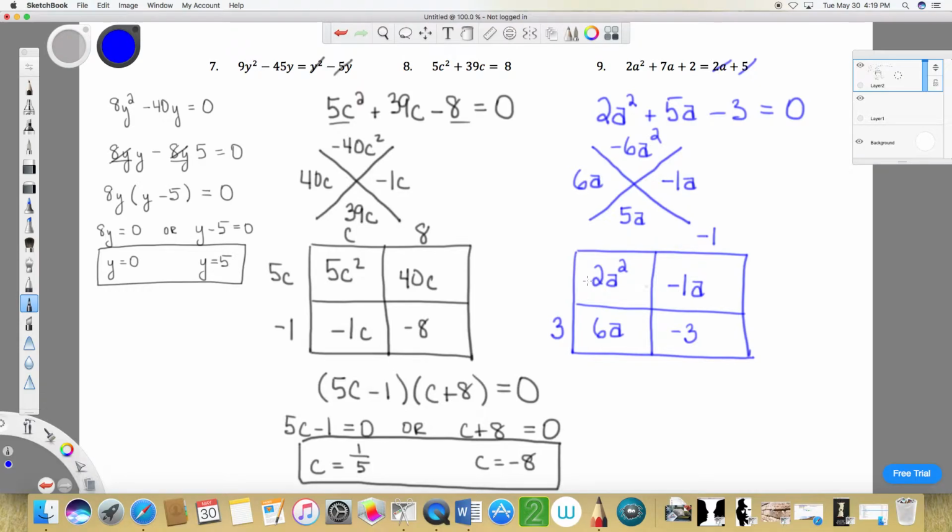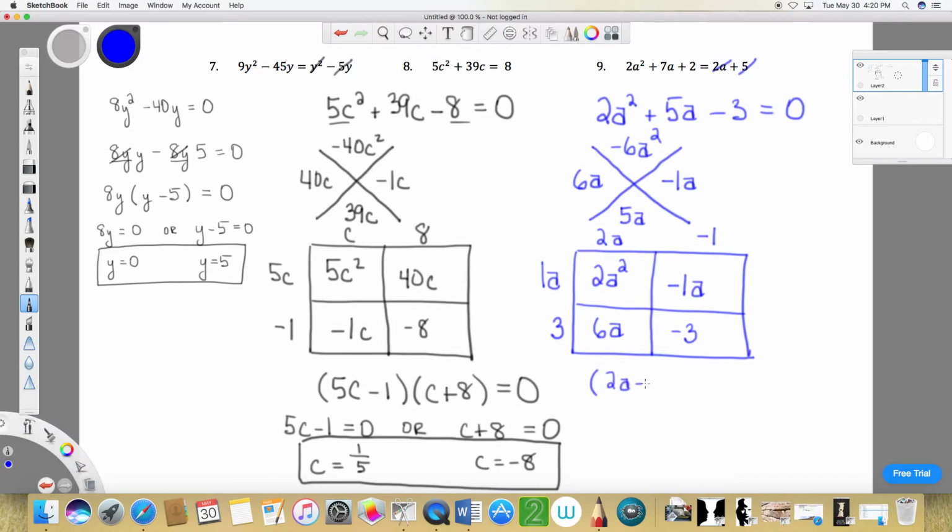If I look along here, a is common to both of those terms, and here both these numbers are even, and they both have an a, so I have a common factor of 2a. So you can always check. 1a times 2a gives me the 2a squared. 1a times negative 1 is negative 1a. The 3 times 2a is 6a, and we already said that 3 times negative 1 was negative 3. So that gives us the same equation, but in factored form.